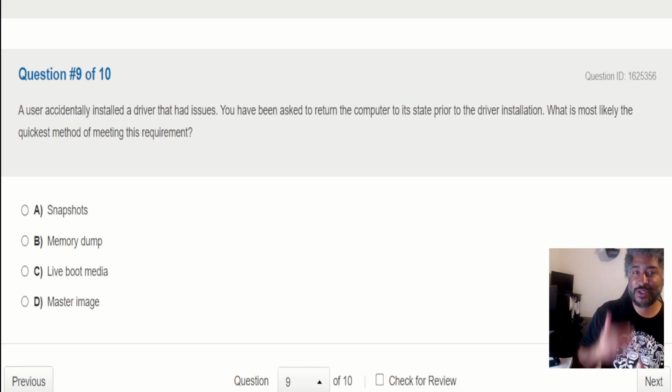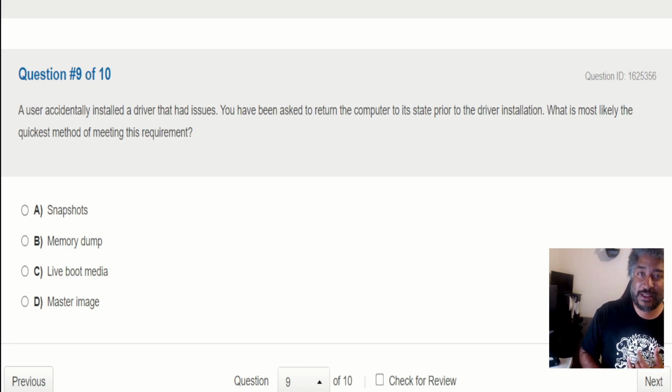Now, again, the question is, which one is quicker? Snapshots or master image? A master image is basically taking a known good state, a master file, and then basically paving completely over. This is also known as nuke and pave. You wipe out the existing operating system and you reinstall a brand new one from the master file. This will take hours to do, at best maybe 30 minutes, at worst like 2 hours. I've seen it and it's not pretty. So this cannot be our answer.